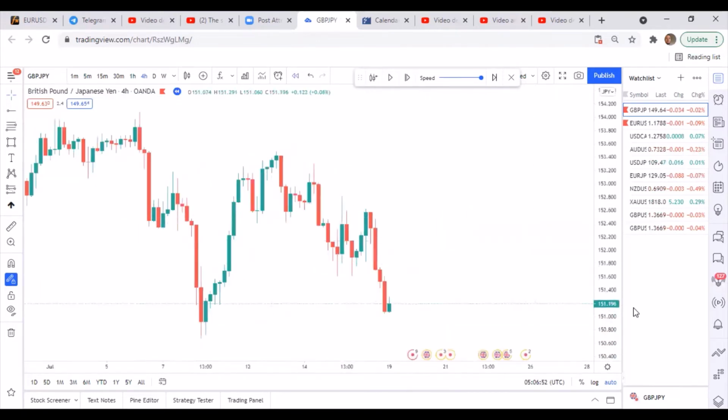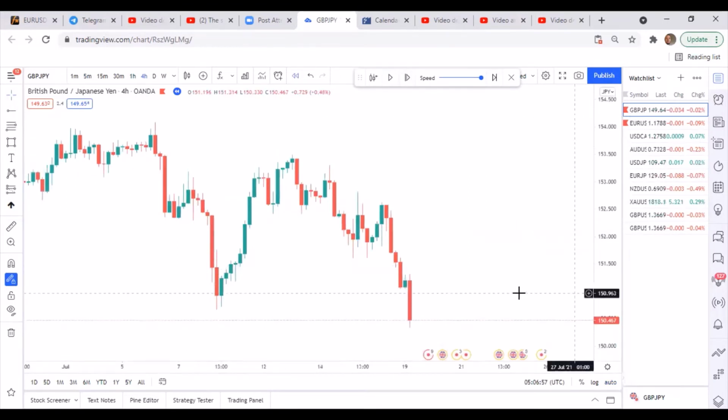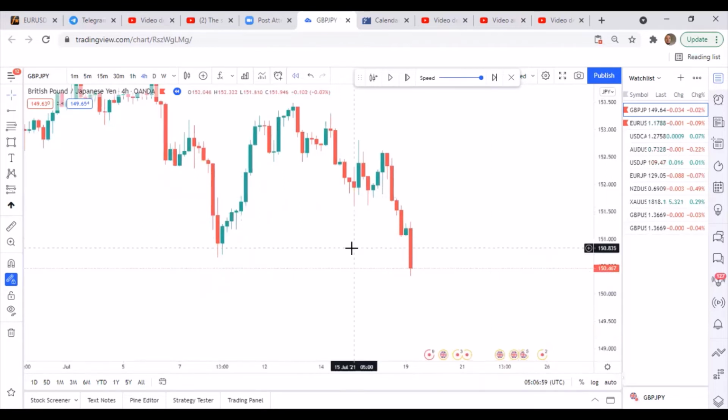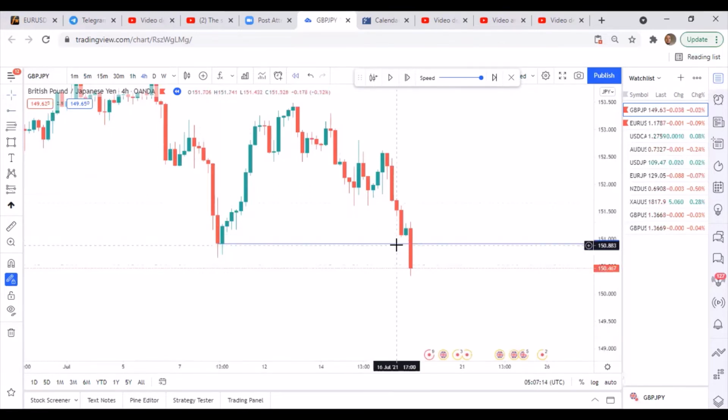Okay, this was yesterday. Let me play this. So yesterday when I woke up, I saw GJ looking like this. You can clearly see this is a level of support here. You can see price reacts from here. Then it didn't really get to this area, but it's still around the support region and price reacted from here.